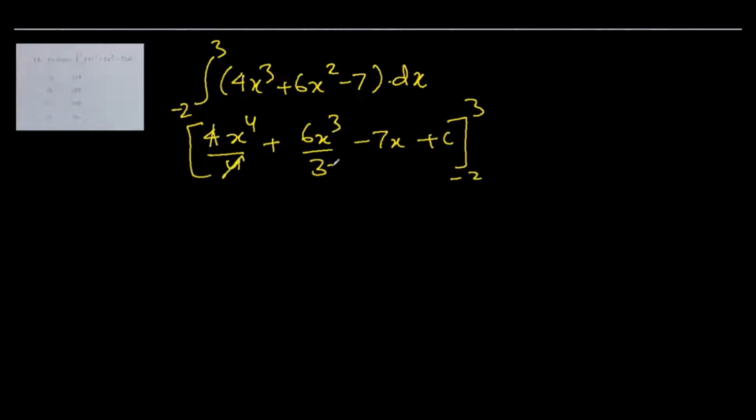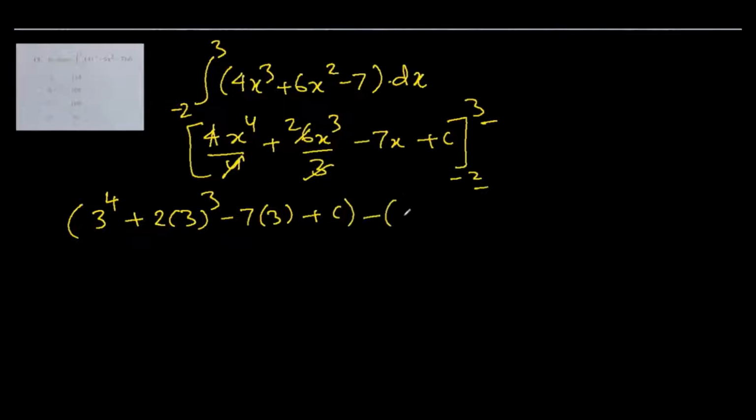Okay, 4 and 4 will cancel out, 3 and 6 will also cancel out, and now we substitute 3 and minus 2 one by one. So let's substitute 3 first. So 3 to the power 4 plus 2 times 3 cube minus 7 times 3 plus c, minus, let's substitute minus 2: minus 2 to the power 4 plus 2 times minus 2 cube minus 7 times minus 2 plus c.